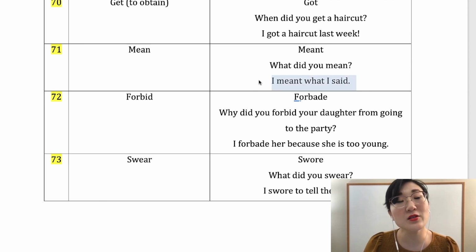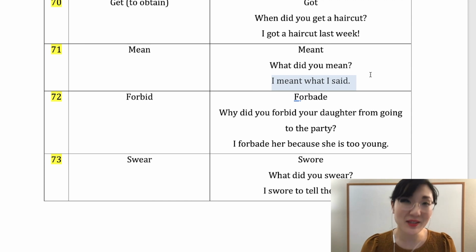Your intention is clear. You will not change your mind. I meant what I said. Or this could also mean that you are genuine. You really feel what you are saying. If I say I love you, I meant what I said. I really mean that I love you. I love all of you.